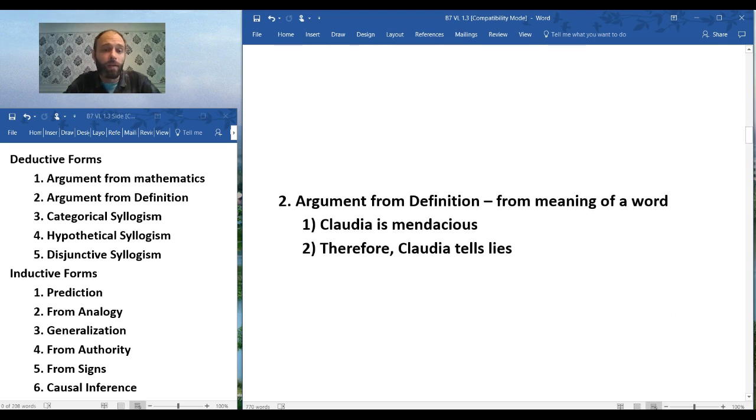The next type of deductive argument form is an argument from definition. Arguments from definition proceed from the meaning of a word. Take the following example. Claudia is mendacious, therefore Claudia tells lies. Now, if the premise is true here, then it would actually guarantee the conclusion, because what it means to be mendacious is to be somebody who tells lies. So if the premise is true, the conclusion can't fail to be true. It would be impossible for it to be untrue.